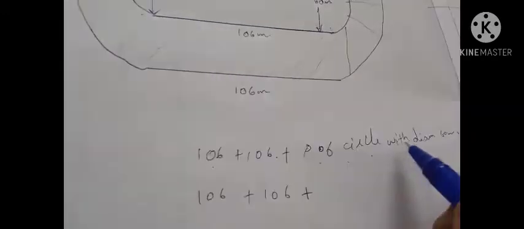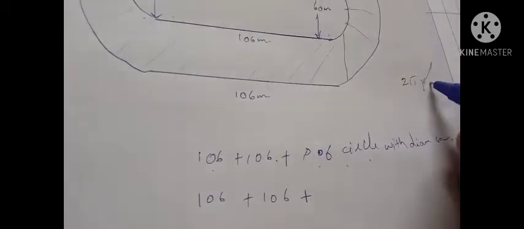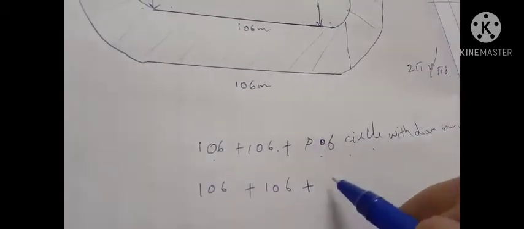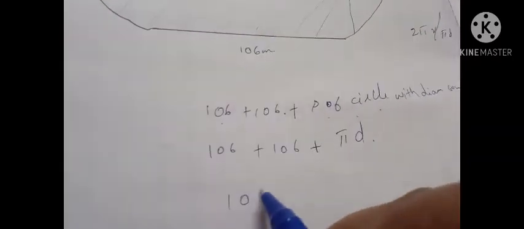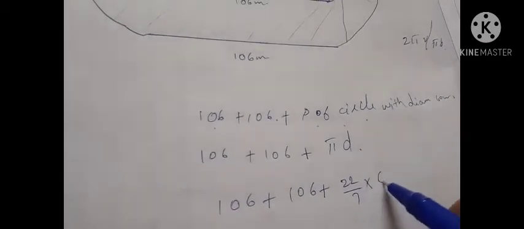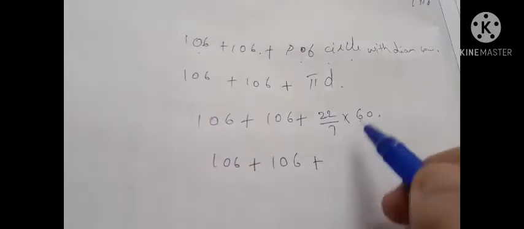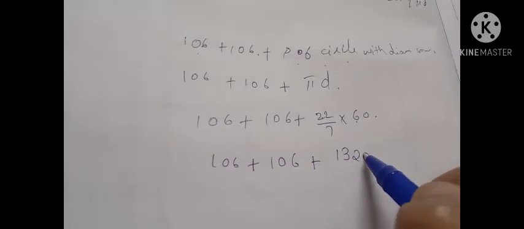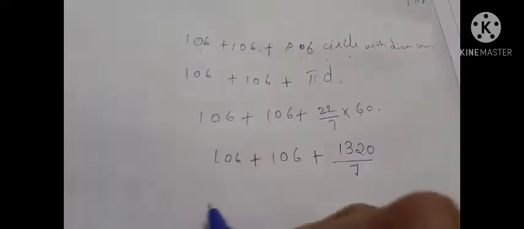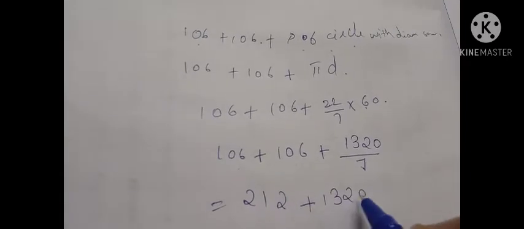Okay, so 106 plus 106 plus what is the perimeter of the circle? We can use two equations, 2 pi r or pi d. Here the diameter is given, so we can directly find pi d. Then 106 plus 22 by 7 into 60. So 106 plus 106 plus, we can multiply these two, then we will get 1320 by 7. Then 106 plus 106 will be 212 plus 1320 by 7.